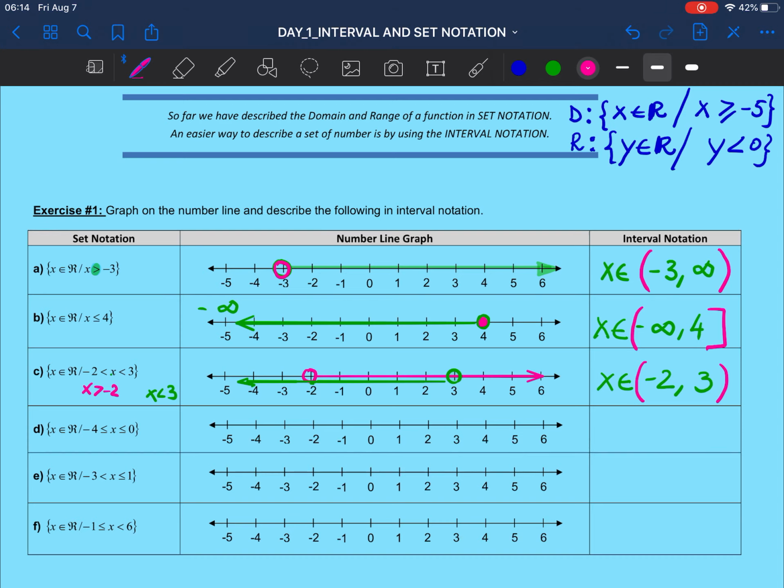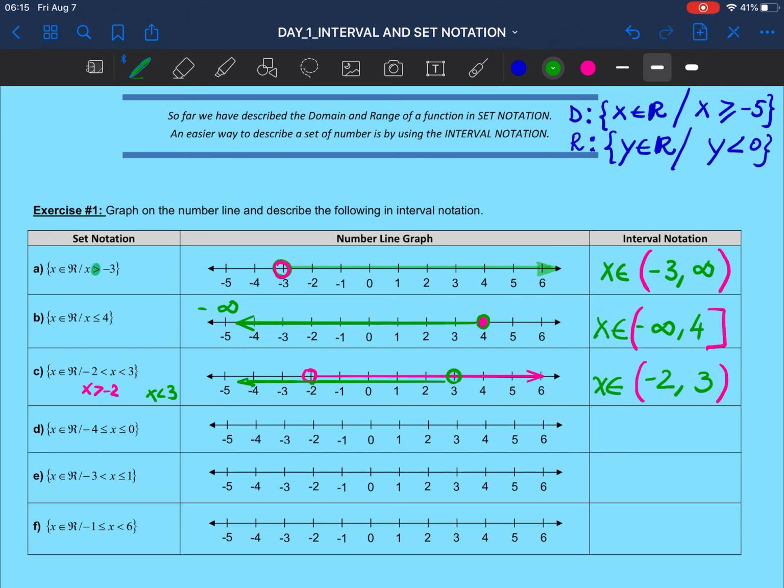Now, with this example, you probably understand the reason why we need to write x belongs to. If we wrote simply negative 2, 3, which sometimes people actually do, you can misinterpret it as a point on the Cartesian plane. But when it doesn't represent a point on the Cartesian plane, which is the case here, then you must write x belongs to.